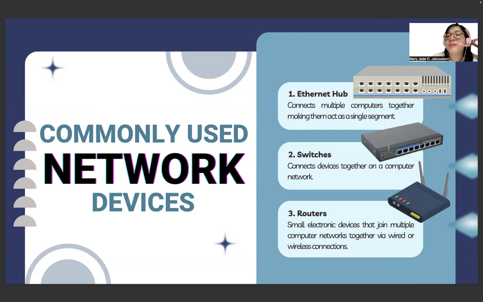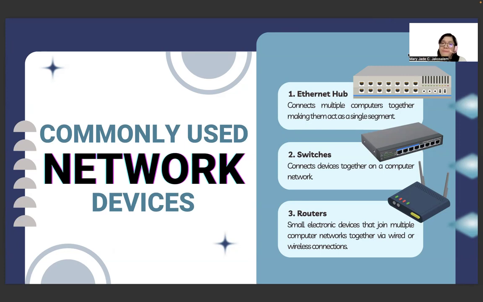Then the second one is a switch, or switches. So this one is an example of a switch. It connects devices together on a computer network. Now, actually, sometimes hubs and switches are commonly confused together. If you could see as well, they look very similar to each other. But what is the difference actually of a hub and a switch?